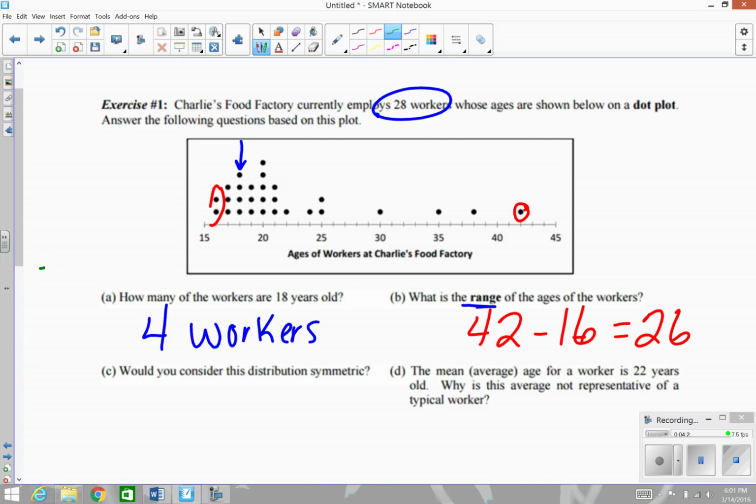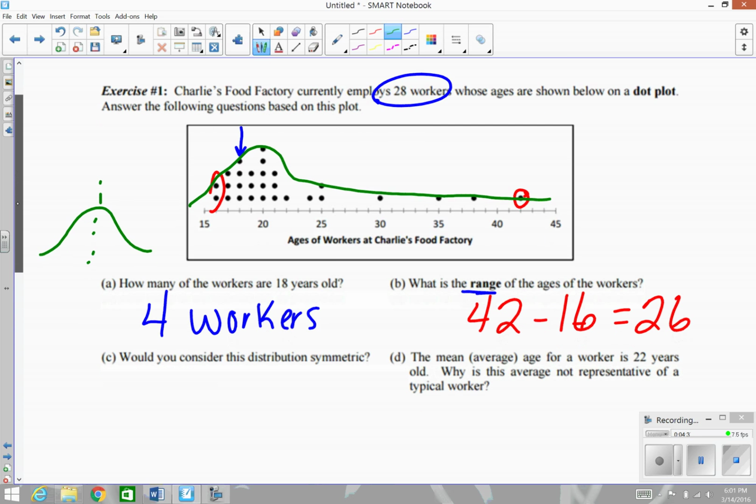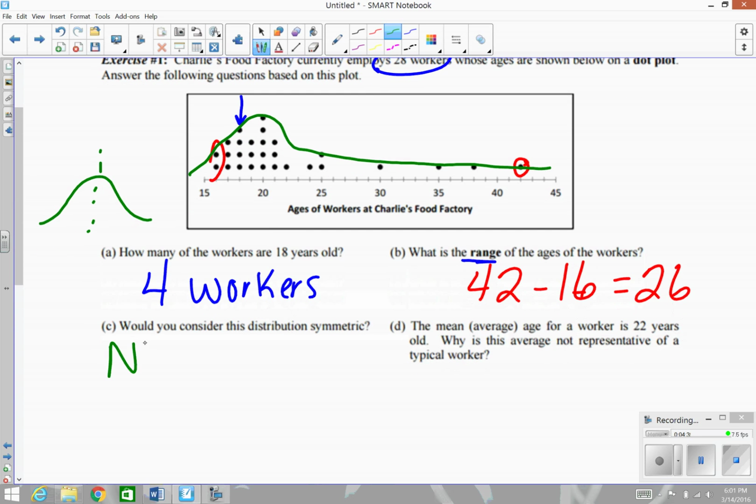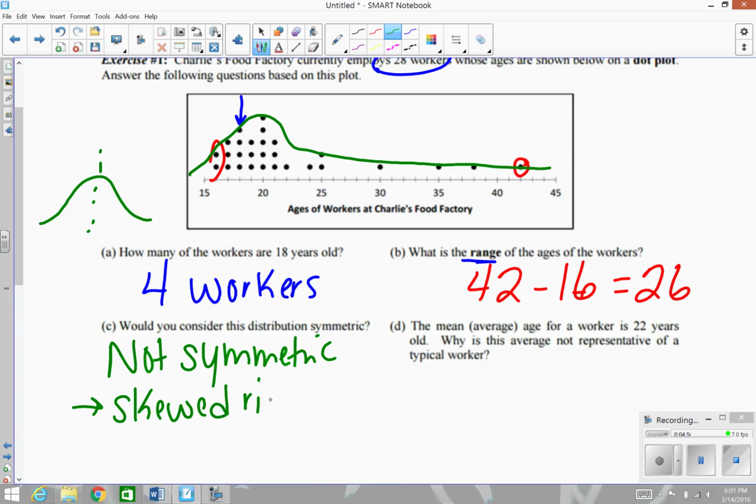And then the next one says, would you consider this distribution symmetric? Again, symmetric looks like a nice bell curve right down the center. I would say definitely not. If you look at our shape here, you definitely have a tail on this one, and the tail's on the right-hand side. So we could say that this is not symmetric, but rather it's skewed to the right because the tail is on the right.